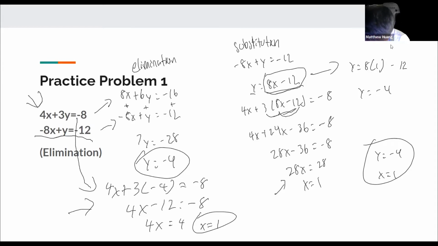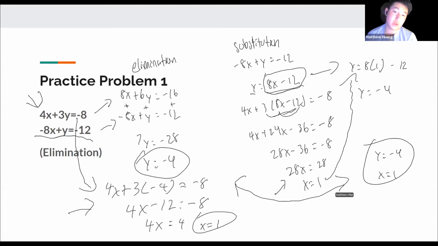From there, we can carry the x and plug it into our original equation up here. I used the one where y was already isolated to make it easier, to skip more steps. So y is equal to 8 times 1 minus 12. That's just 8 minus 12, and that equals negative 4. And so we have the answer. As you can see, we can solve it with either method. It's all just a matter of preference and which one you like to do more. Are there any questions?